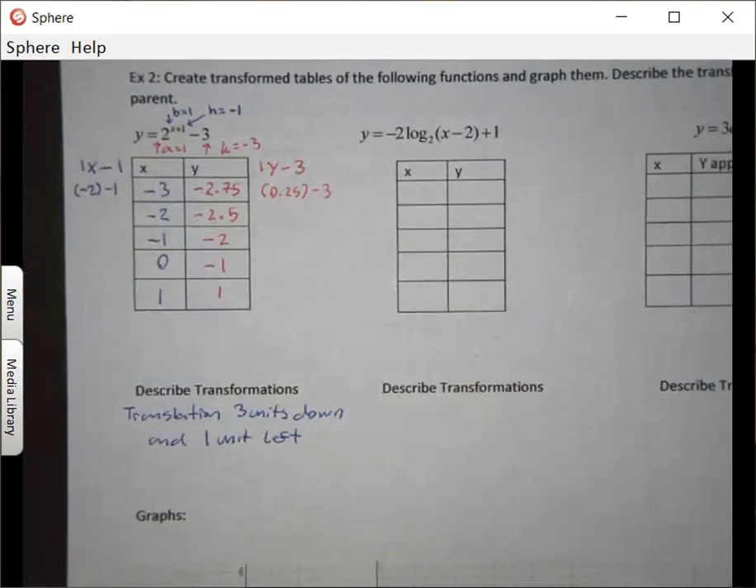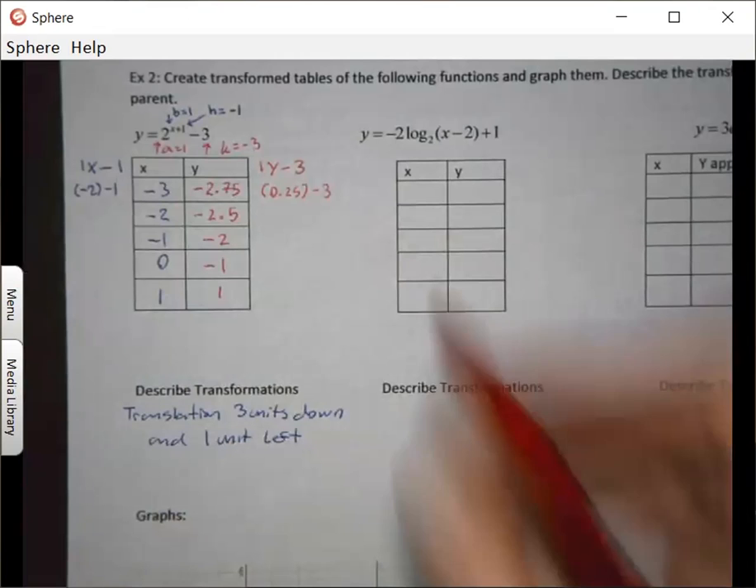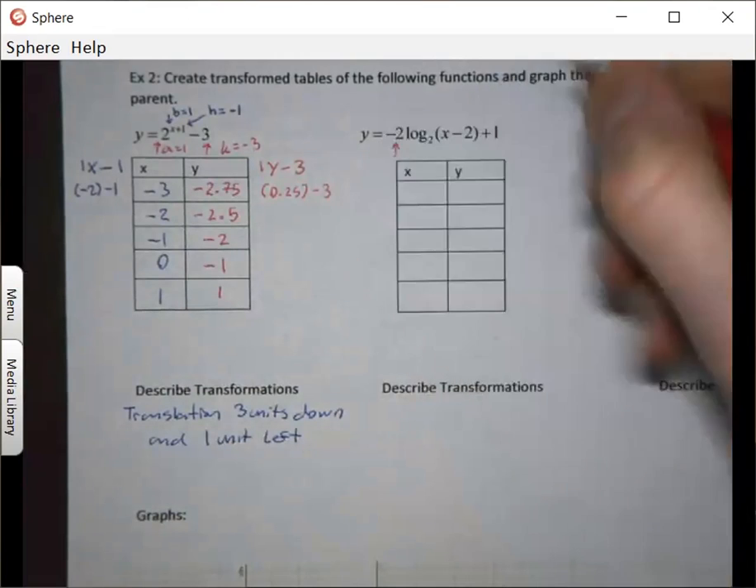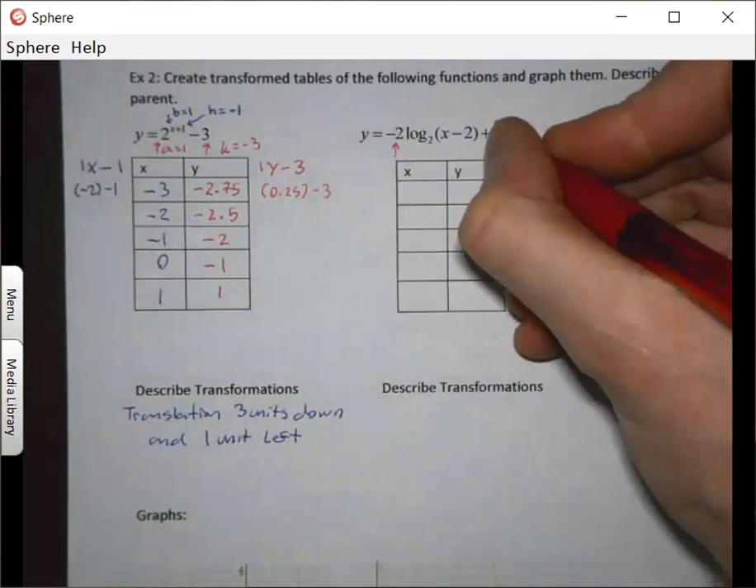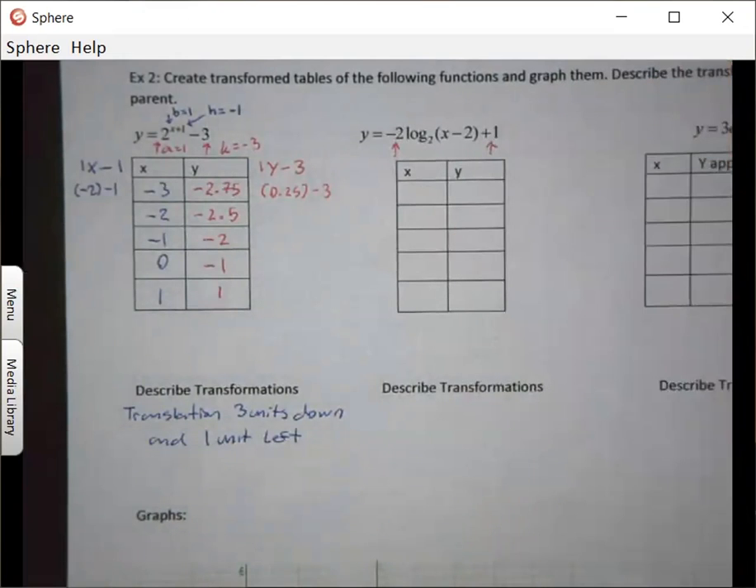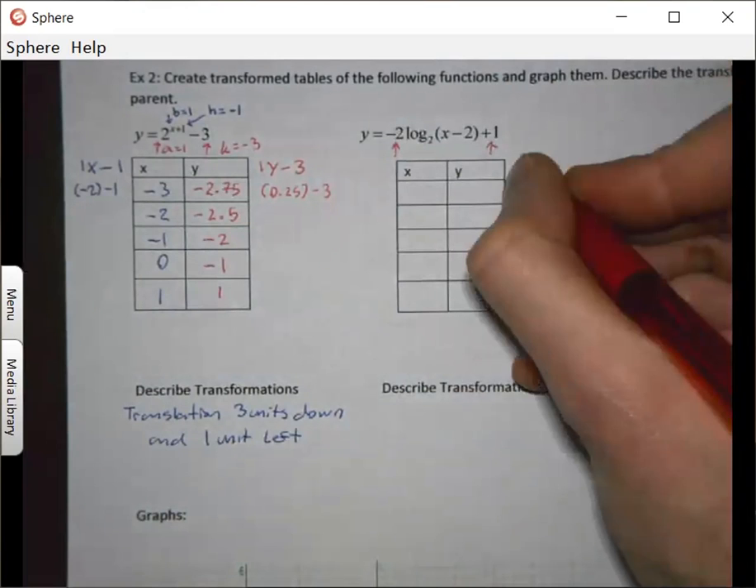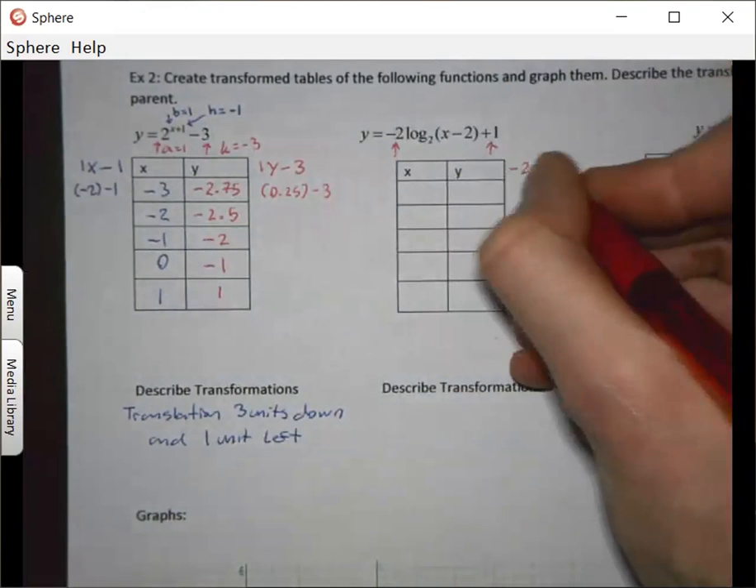All right, so we're going to do the log in the same way. We identify our a, b, h, and k, and then create an equation. Use the parent function that we've already made to find our new values. So for y, the y values stay the same. So it's going to be -2y plus 1.